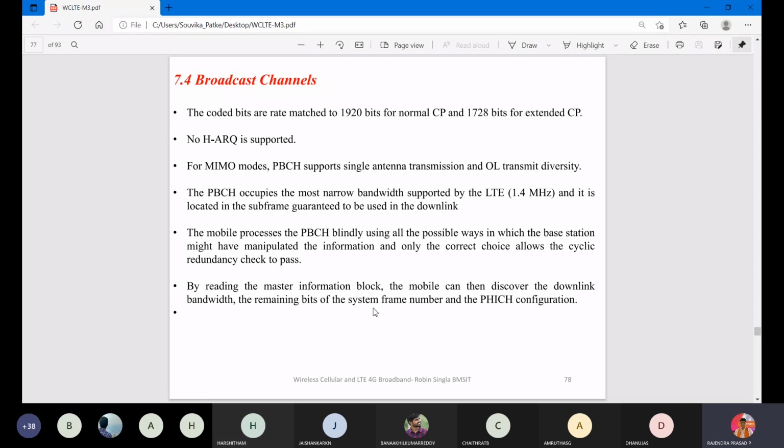By reading the master information block, the mobile can then discover the downlink bandwidth, the remaining bits of the system frame number, and the PHICH configuration. So P stands for physical, and HI stands for hybrid.